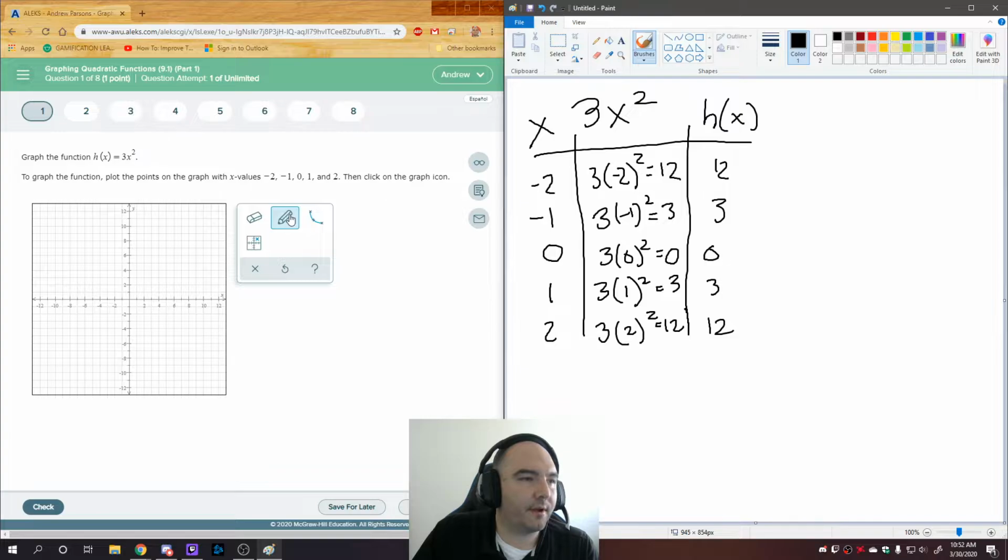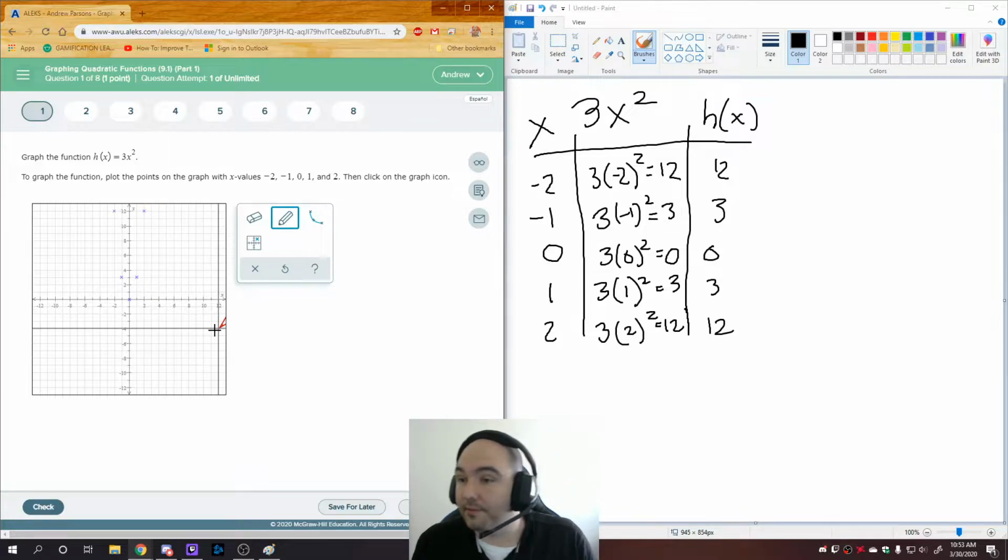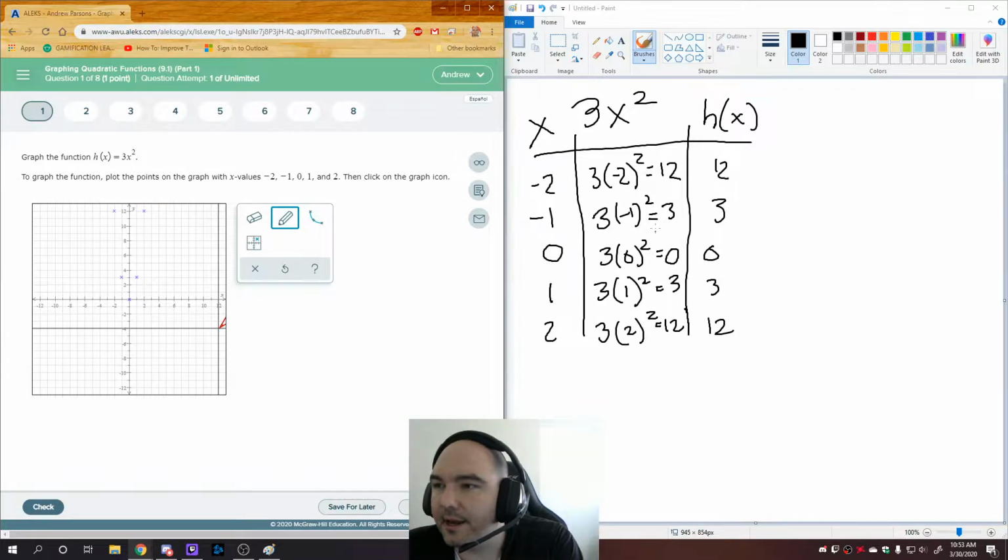So if I'm graphing this, I will say, okay, I plugged in -2 and I got out 12. So I go left 2 and up 12. I plugged in -1 and I got out 3, so -1, 3. I plugged in 0 and I got out 0. And then I plugged in 1 and I got out 3, and I plugged in 2 and I got out 12. So that's it. I plug the 5 things in, I see what I get out.